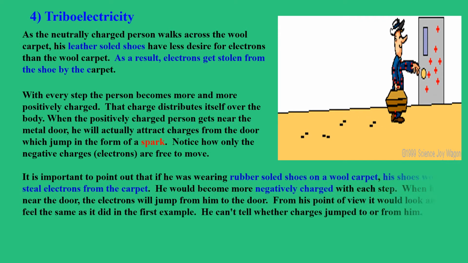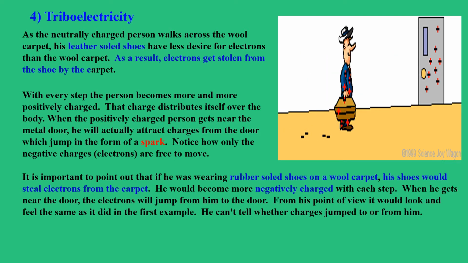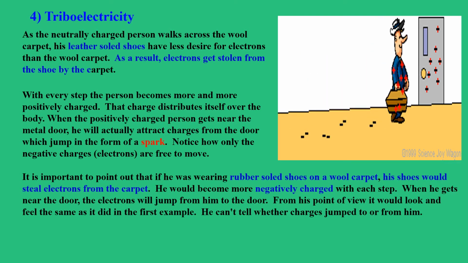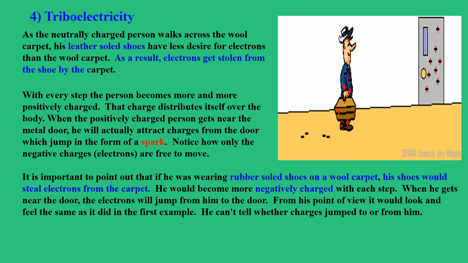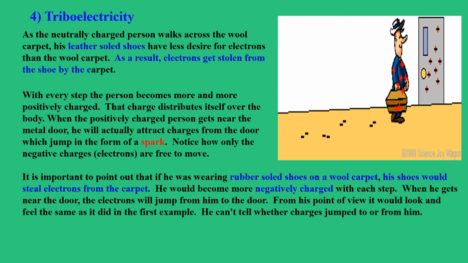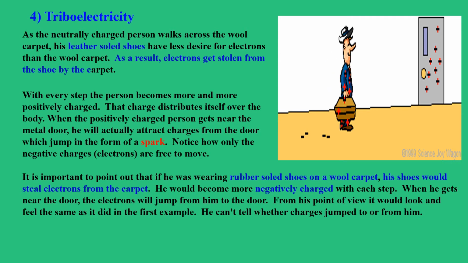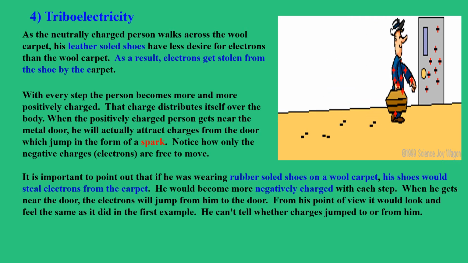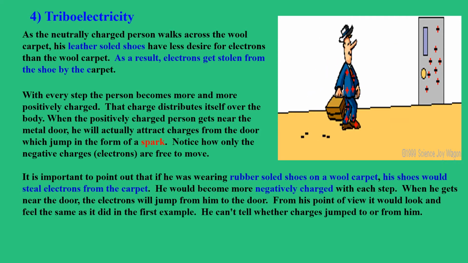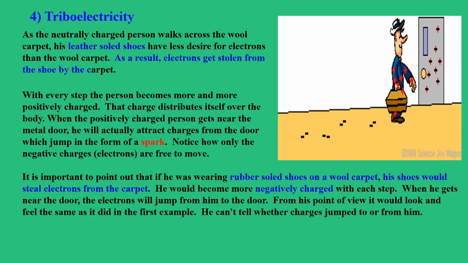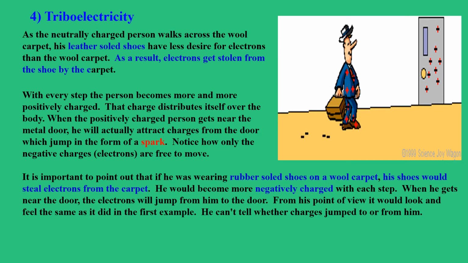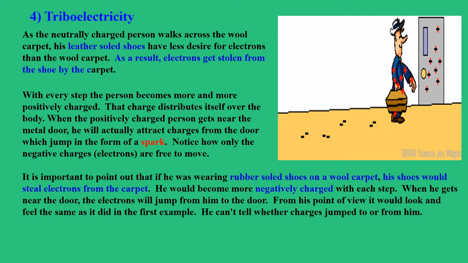It is important to point out that if he was wearing rubber-soled shoes on the wall carpet, his shoes would steal electrons from the carpet. He would become more negatively charged with each step. When he gets near the door, the electrons will jump from him to the door. From his point of view, it would look and feel the same as it did in the first example. He can't tell whether charges jump to or from him.